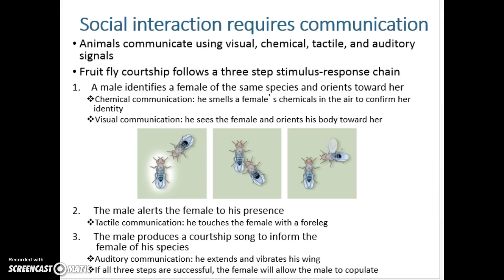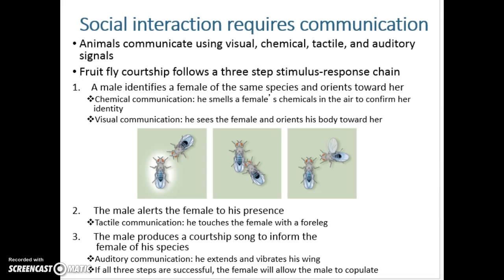And it actually has 3 steps to it. And so because there are multiple steps, we call it a stimulus response chain, where one step leads to another. And so they actually have to come in the right sequence. And each of them, you'll see, takes a different form. So the first one is visual communication. There's a recognition of the female by appearance. So the male identifies that female of the same species and orients towards her. So that's a physical and visual communication.